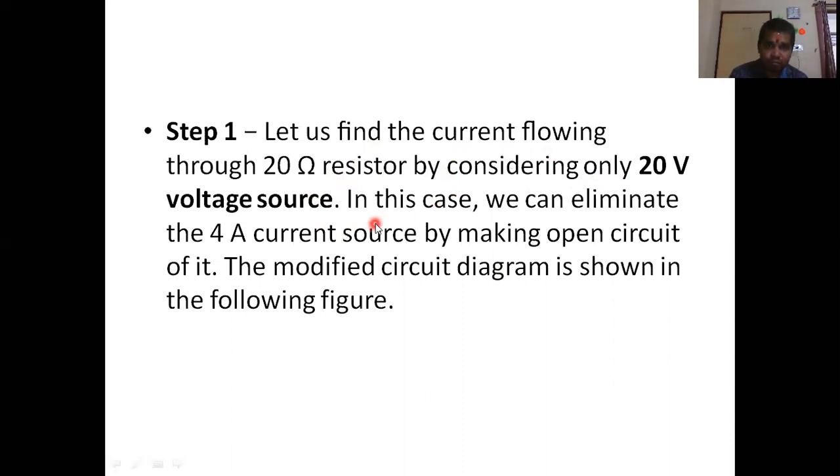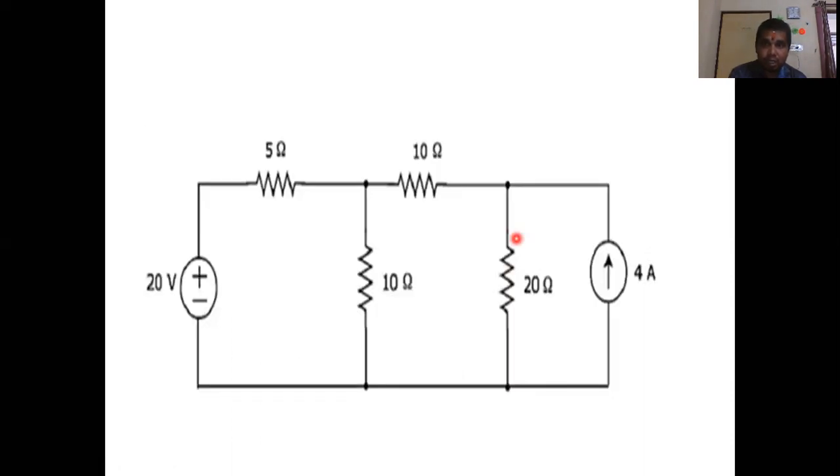So with the voltage source, in this case, we can eliminate the 4 ampere current source by making it open circuit and modify the circuit diagram as well. Keep another piece of information in mind: when you consider one source, all other sources should be removed. So how will you remove them? The basic rule is that you remove a voltage source by short circuit and a current source by open circuit.